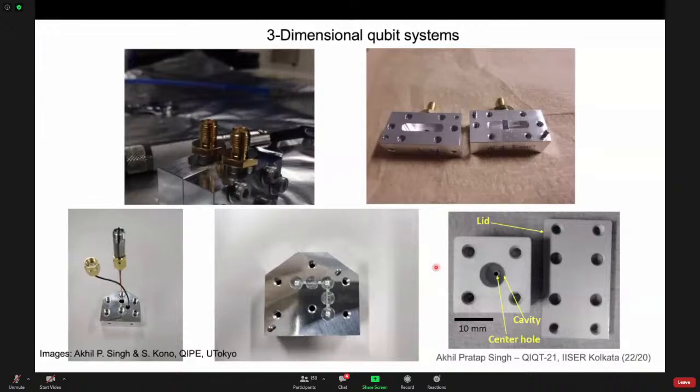So if you want to put like a million qubits, then this itself has a dimension of a few centimeters, and it is just impractical to put 1 million qubits, and then you have to put those inside the dilution refrigerator. So that's why we switched to 2-dimensional qubits, which are very scalable. But if you want to do experiments with a few handful of qubits, then 3-dimensional qubit systems are also very good and helpful.